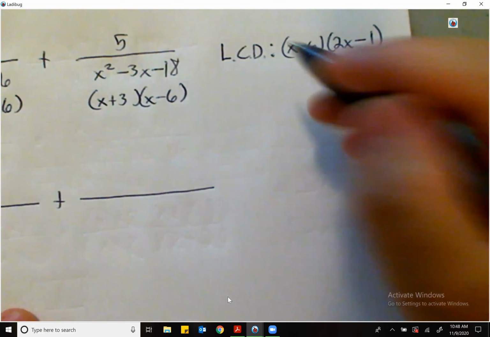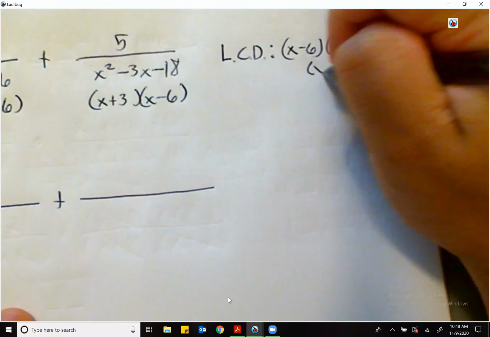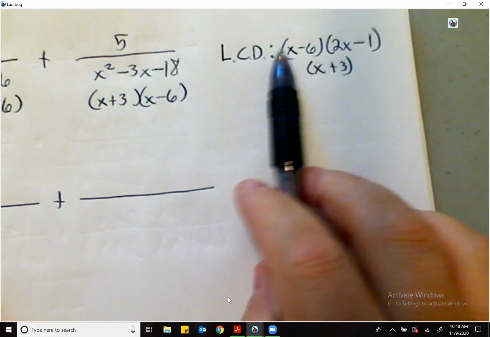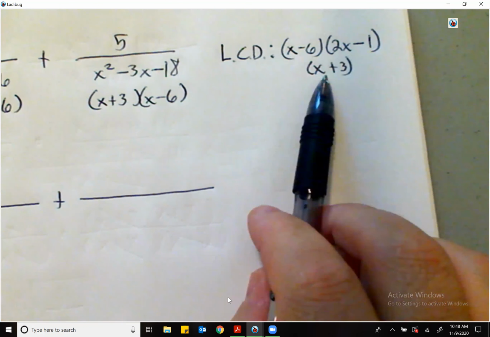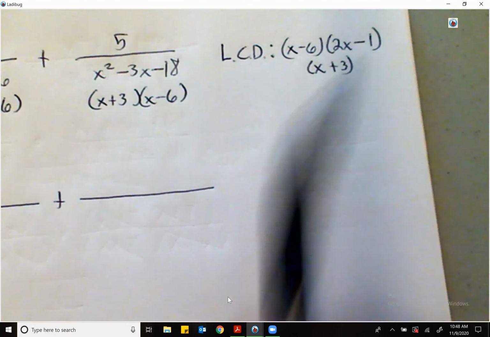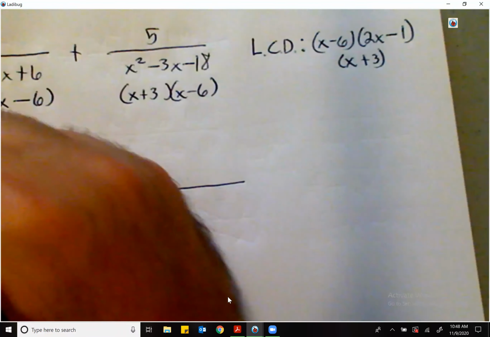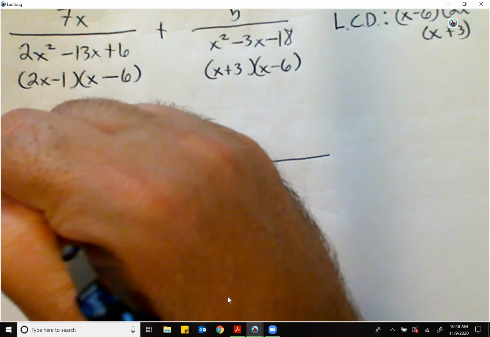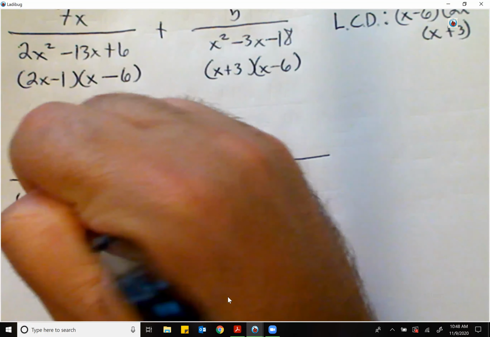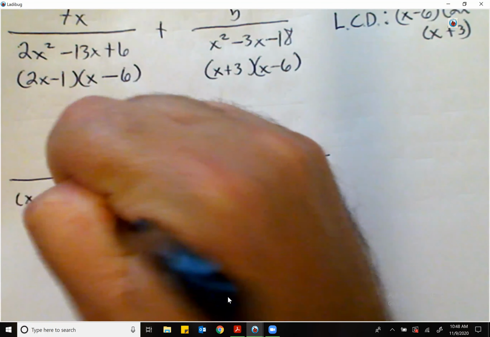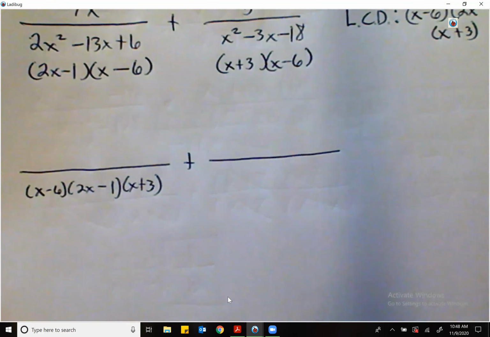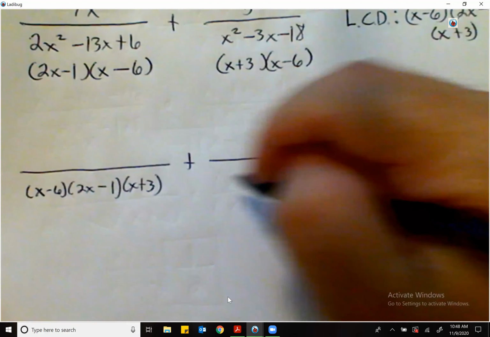So here's my denominator. It's 2x minus 1 and x minus 6. Here's what I want: x minus 6, 2x minus 1, and x plus 3. So what's missing in our denominator up here? x plus 3. So we've got to multiply this by x plus 3 on the bottom and x plus 3 on the top.